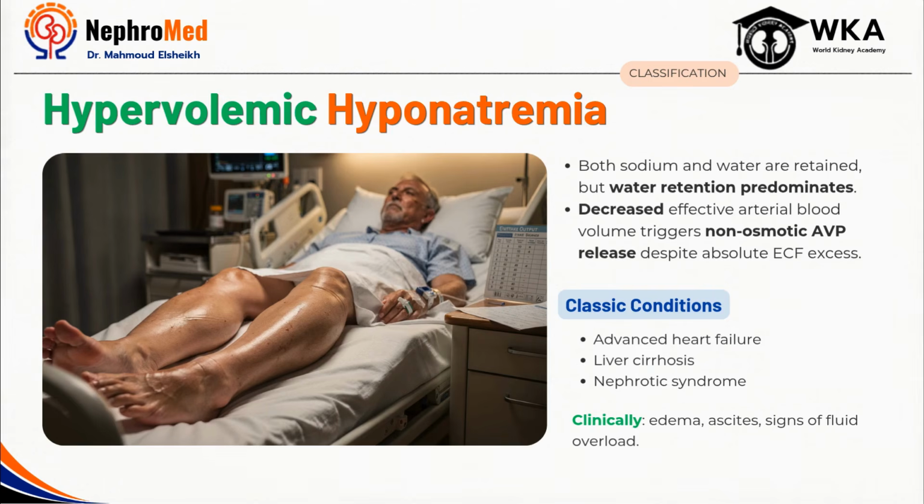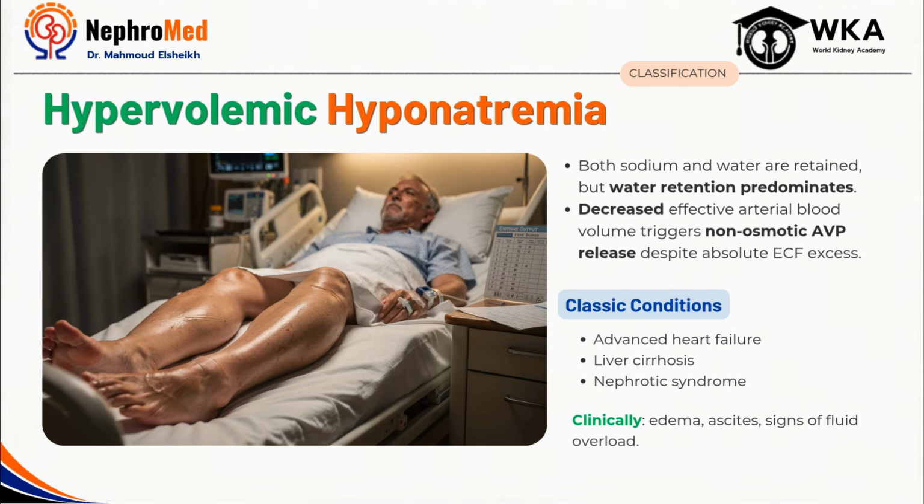Now, let's move to hypervolemic hyponatremia. This is a very interesting physiological state because both sodium and water are increased, but water retention predominates. So, even though the patients look fluid overloaded, the body still behaves as if it's underfilled. And the key concept here is decreased effective arterial blood volume. In conditions like advanced heart failure, liver cirrhosis, or nephrotic syndrome, the circulation sensed by baroreceptors is actually inadequate. As a result, the body activates multiple neurohormonal systems, especially non-osmotic AVP release, along with the RAAS system and sympathetic activation. This leads to progressive retention of free water and worsening dilutional hyponatremia.